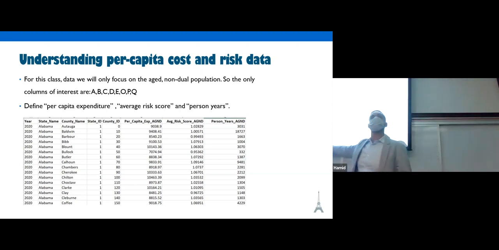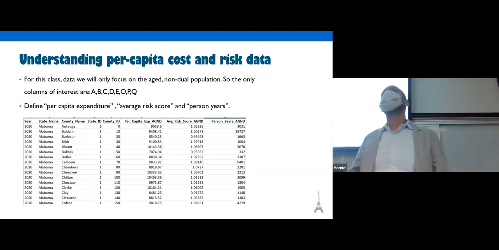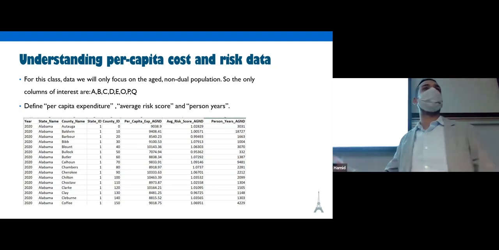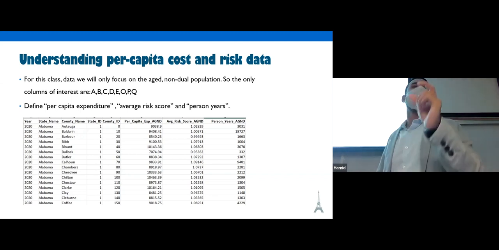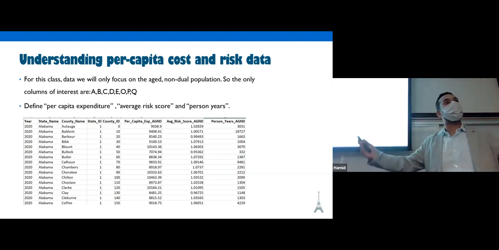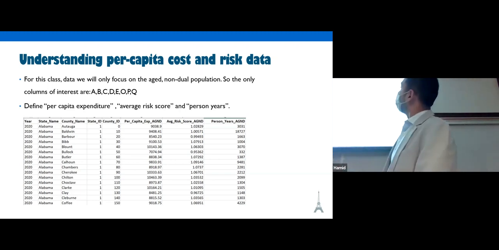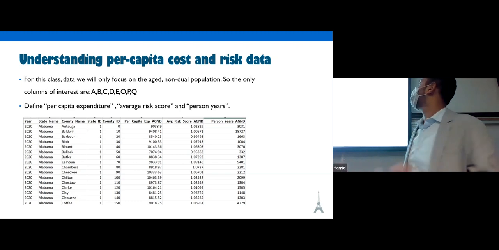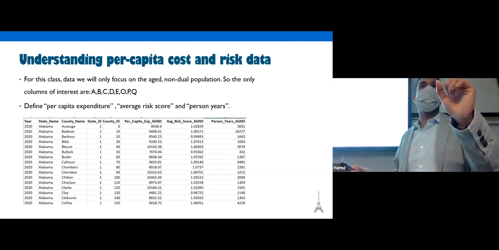Average risk score. This is a really interesting variable. Remember earlier when I was talking about the diagnosis codes that are billed for Sally and everybody else who seeks medical care? CMS actually attributes a value to each diagnosis. The sicker you are, the higher the score is. So basically in this data set, they report the average amount of sickness a population has. It's all normalized to 1.0.